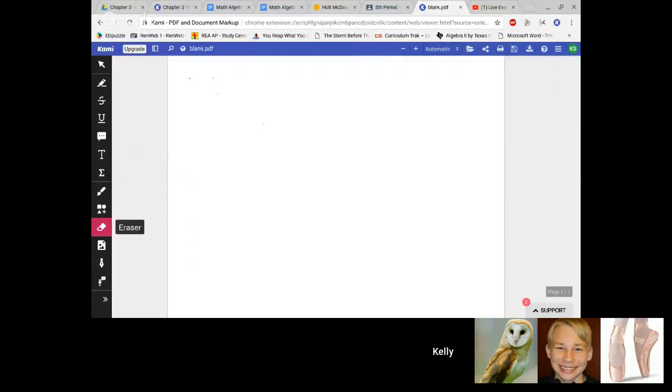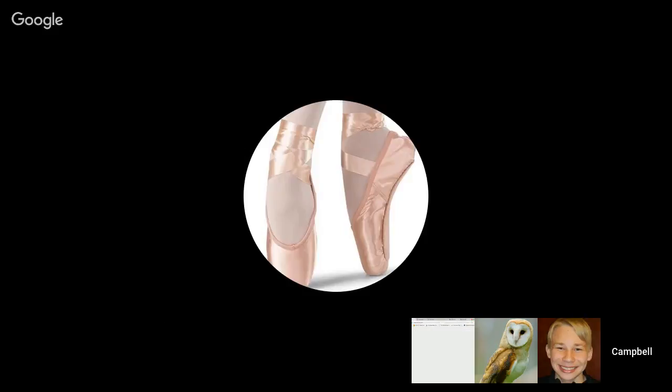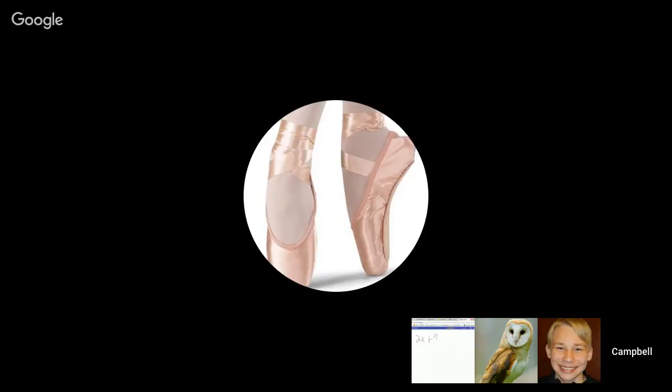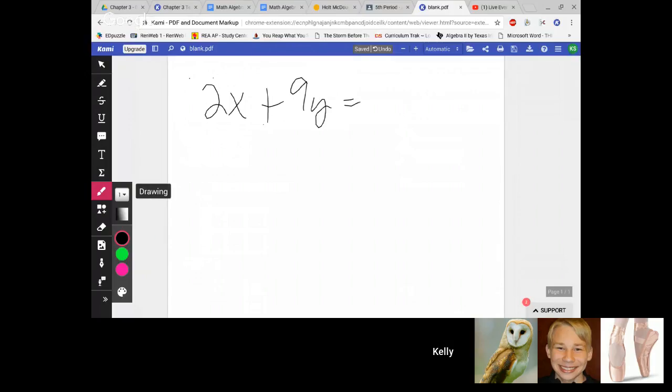2x plus 9y equals 9. In order to identify the slope and the y-intercept, I would have to put it into y equals mx plus b format. So I'm going to begin by subtracting 2x from both sides.